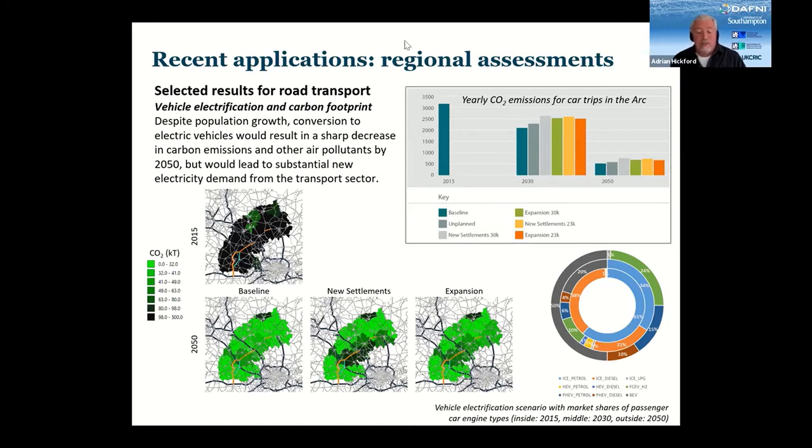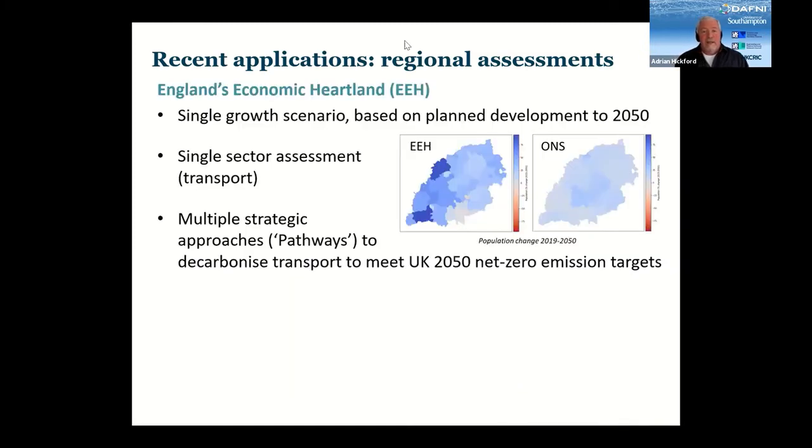We next used the transport model in a study for England's Economic Heartland, which covers a similar region to the ARC, with some additional local authorities making it slightly larger. For this study, we only had to consider one growth scenario, which was based on the currently planned housing developments in the region extended to 2050.